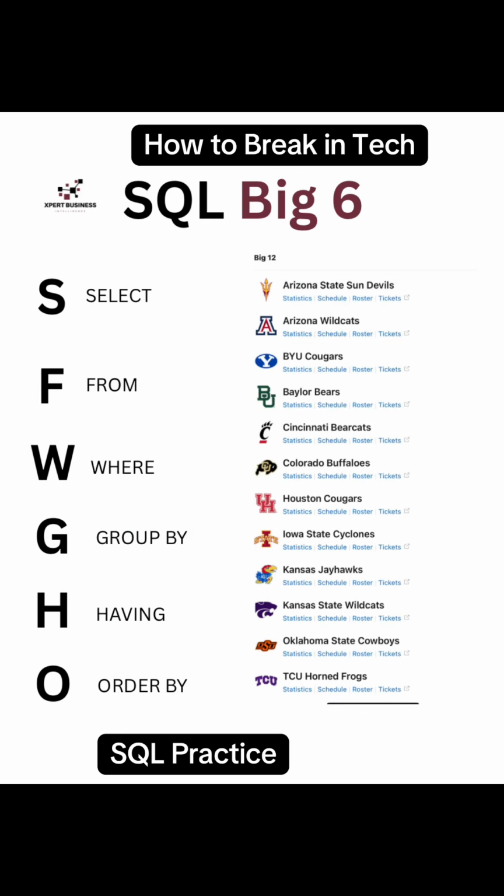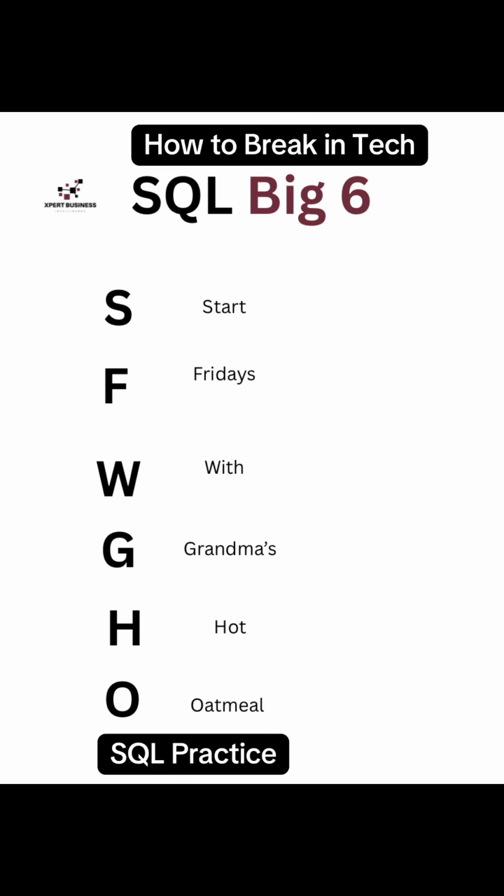In SQL, we have a big six. Just like in the NCAA, there's the Big 12, we have the Big Six, and that's the select, from, where, group by, having, and order by. Here's an analogy that I picked up in one of my SQL classes: start Fridays with grandma's hot oatmeal. That'll help you remember.